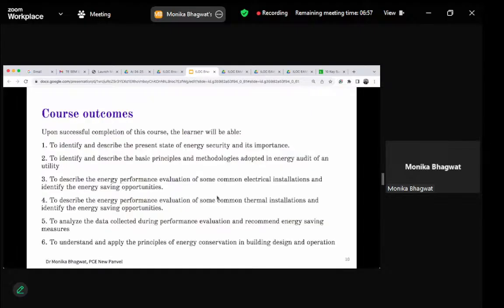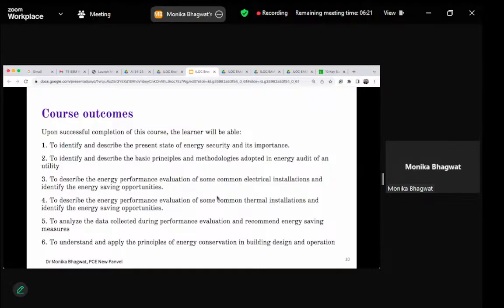And now coming to the course outcomes. After successful completion of this course, you will be able to identify and describe the present state of energy security and its importance. Then you will be able to describe the basic principles and methodologies adopted in energy audit of any utility. Then you will be able to do the energy performance evaluation of some electrical installations as well as some thermal installations, and you will be able to identify the energy saving opportunities.